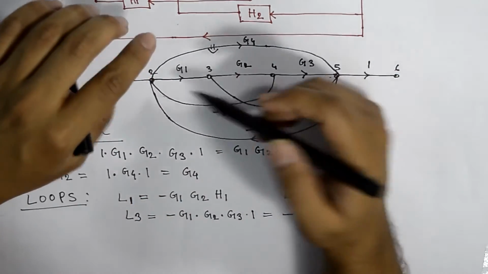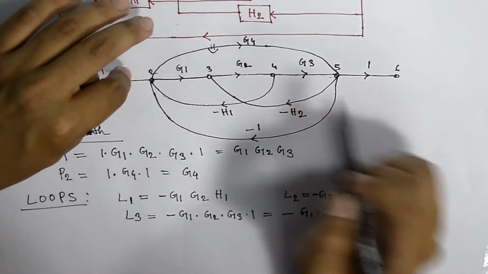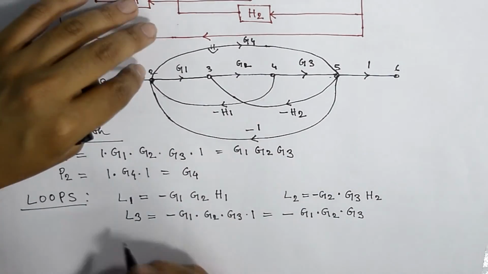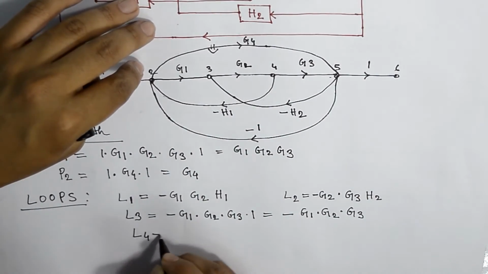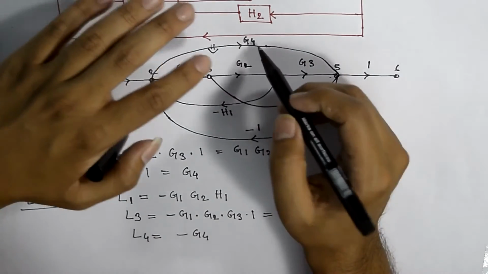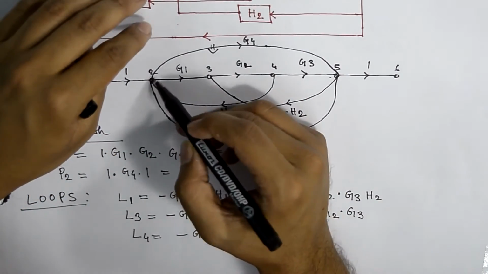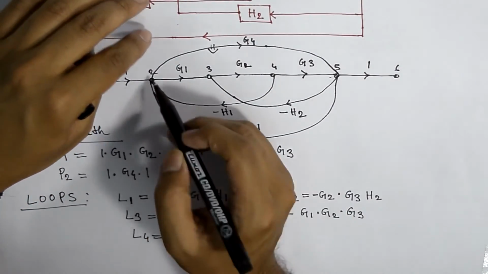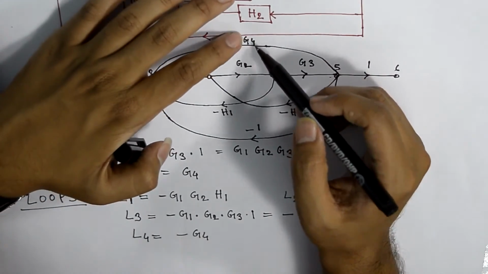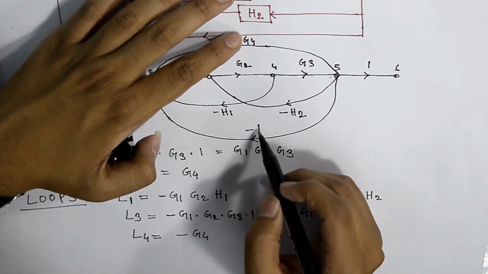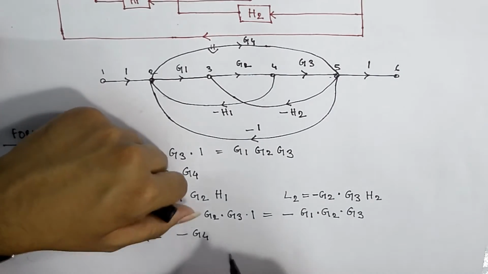There is another loop. This loop is traveling from 2 to 5, and again back to 2. So take this as loop 4, minus G4, because this whole loop, 2 to 5 and again back to 2, is just G4 getting multiplied by this minus 1. So I have simply written here minus G4.